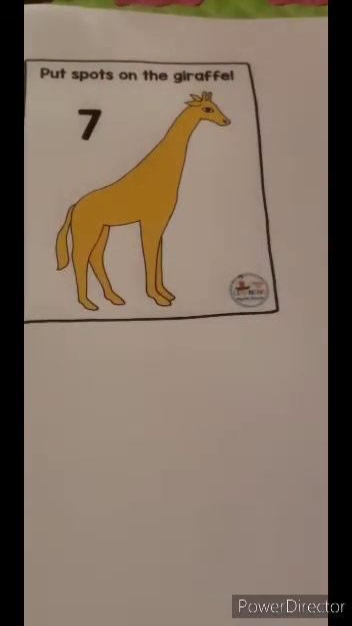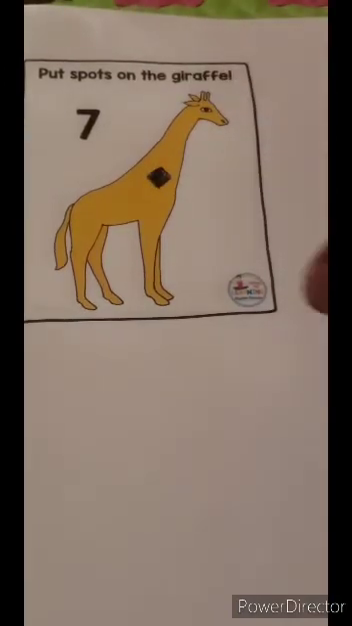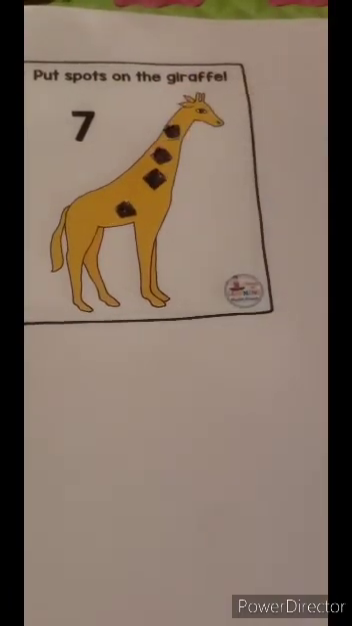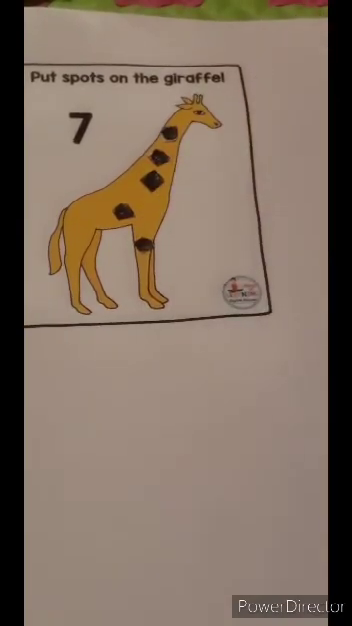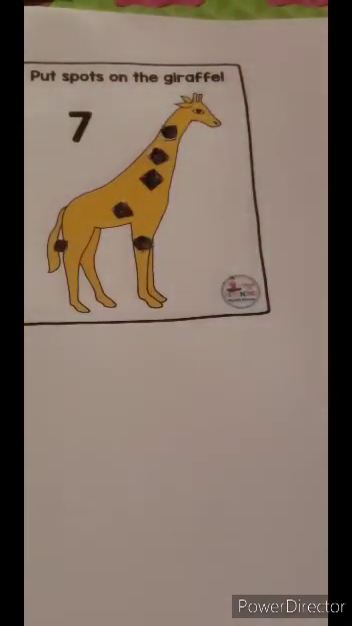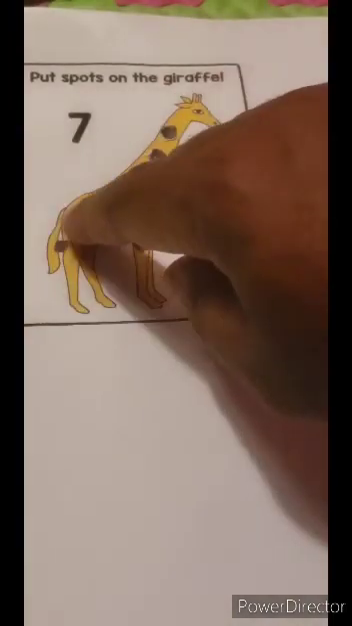Now we have another giraffe without any spots. How many spots did we put on this giraffe? We put the number 7. But let me ask you, if I wanted to add more spots to the giraffe, how many would we have? Well, first, let us put the number of spots because it says 7, right? So let's put 7 spots on the giraffe. 1, 2, 3, 4, 5, 6, and we need 7. 7 spots on this giraffe, right?